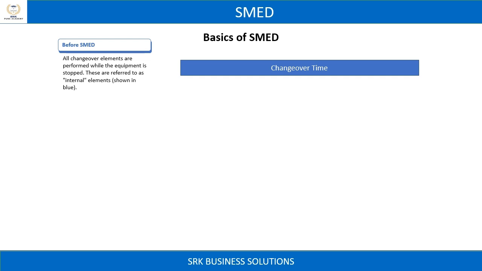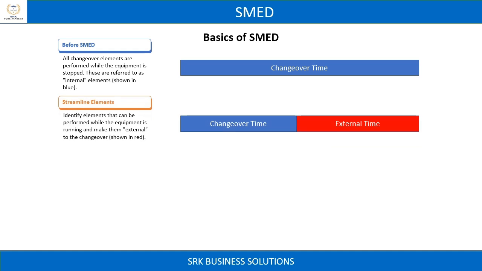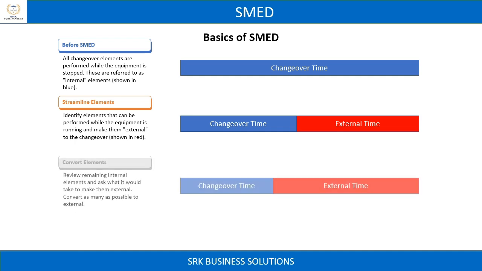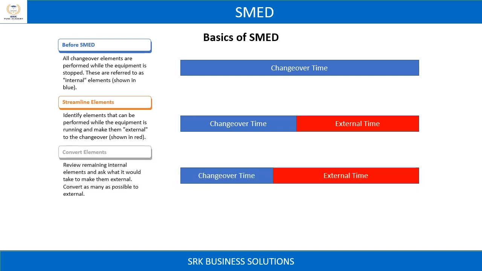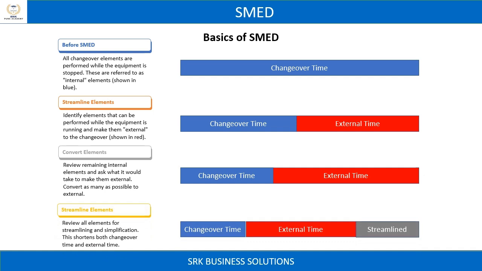Before SMED, all changeover elements are performed while the equipment is stopped. These are referred to as internal elements, which is shown in blue. Streamline elements: identify elements that can be performed while the equipment is running and make them external to the changeover, which is shown in red. Convert elements: review remaining internal elements, and ask what it would take to make them external. Convert as many as possible to external. Streamline elements: review all elements for streamlining and simplification. This shortens both changeover time and external time.